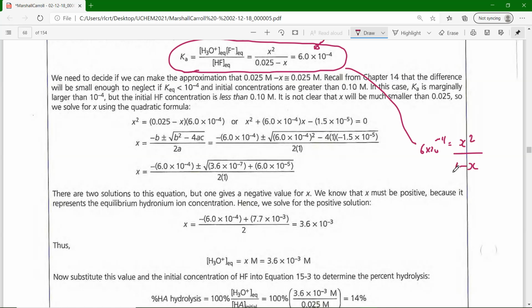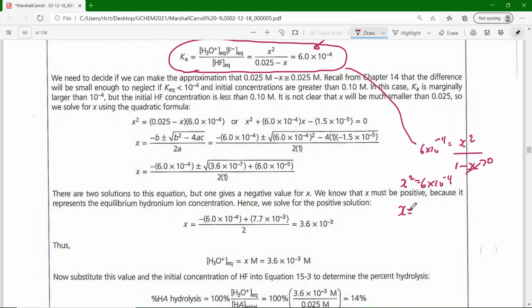Now here my initial amount is definitely a lot more than 100 times, so I can make the approximation. The approximation is that the x in the denominator is negligible. It means it can be ignored relative to the original concentration of the acid. So then I cross multiply, so I get x squared is 6 by 10 to the minus 4, so x is the square root of that.